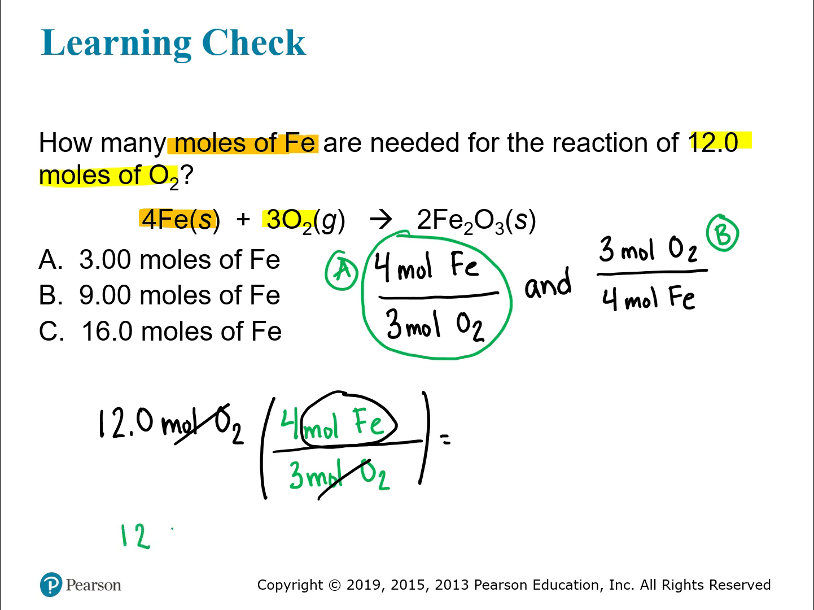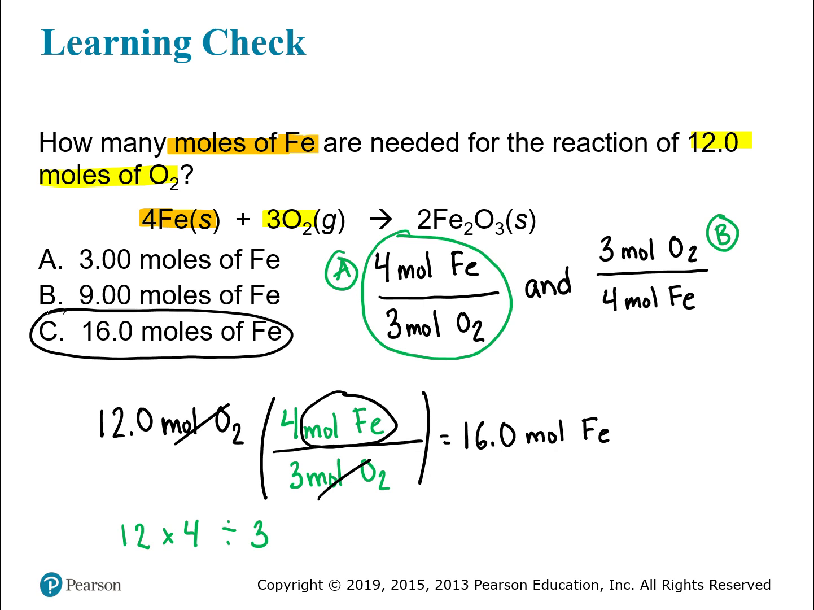In your calculator, you're entering 12 times 4, and then you're dividing that by 3. So 12 times 4 is 48. 48 divided by 3 is 16. So our answer is C.